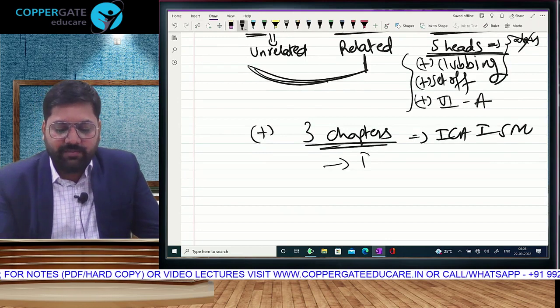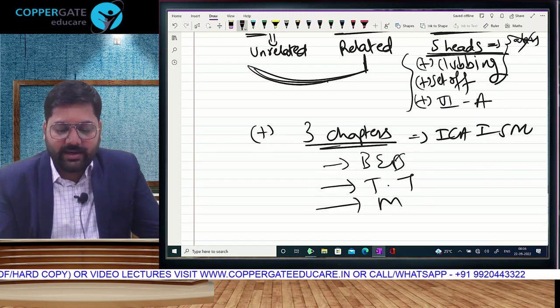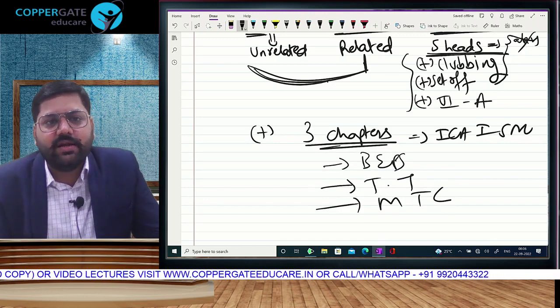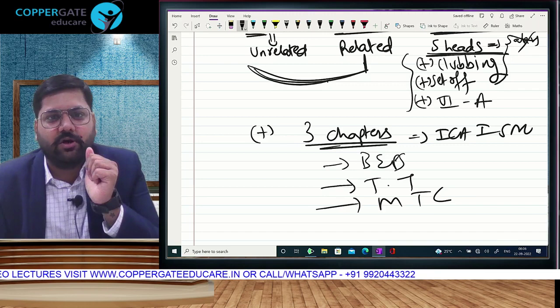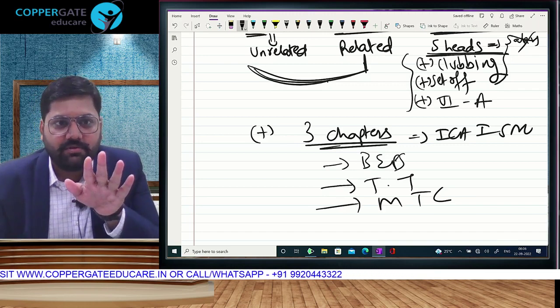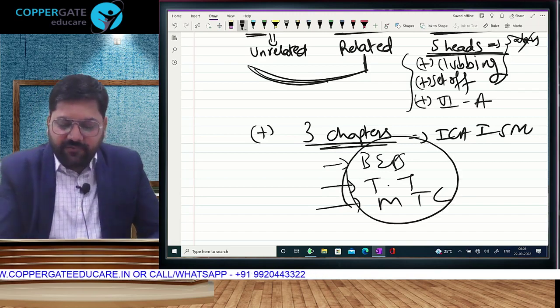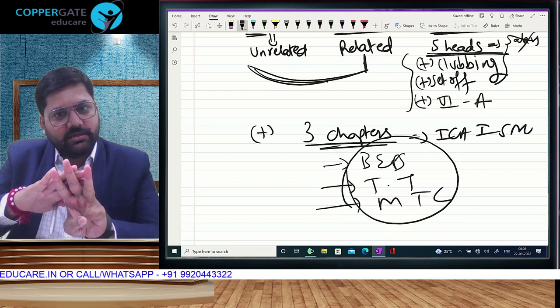There is a chapter called BEPS, base erosion and profit shifting. There is a chapter called tax treaties. There is a chapter called model tax convention. Telling you the name is of no use. In business profession or capital gains, I can tell you the names because you know the names, only the names, nothing inside them. But here, if I just tell you the names, it's of no use. I'll just tell you this much, that there are 3 chapters.